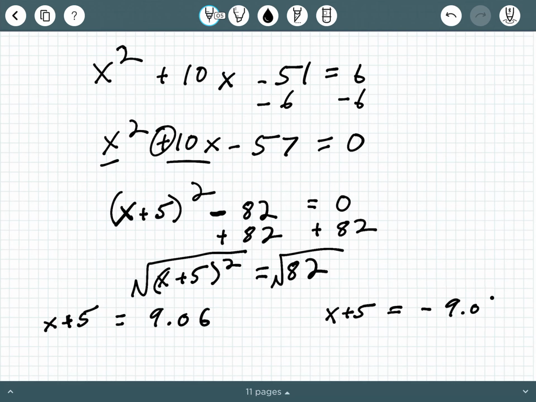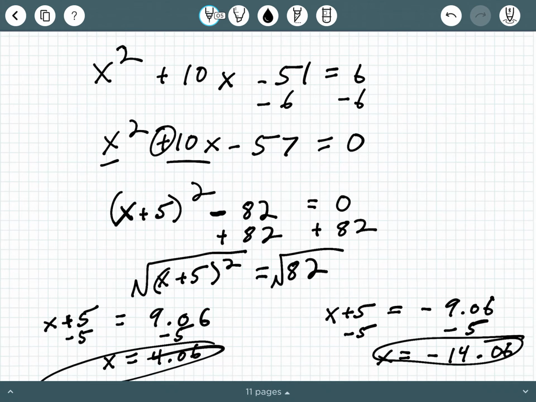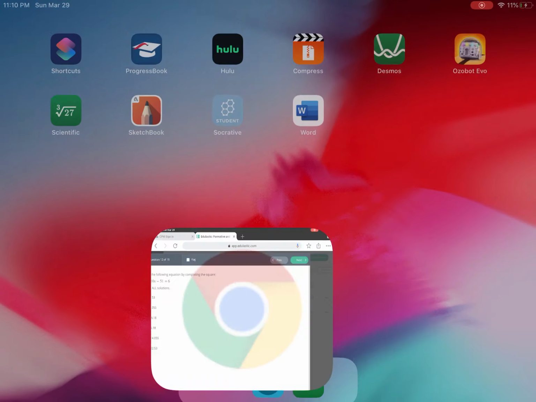Those are my two equations to solve, so I'll subtract 5, and I'll see that x is equal to 4.06. And when I subtract 5 from the other equation, I'll see that x is equal to negative 14.06. So those are the two solutions, the two x-intercepts for that equation.